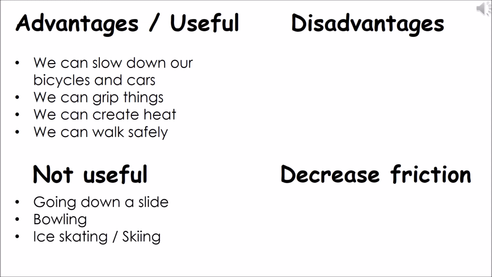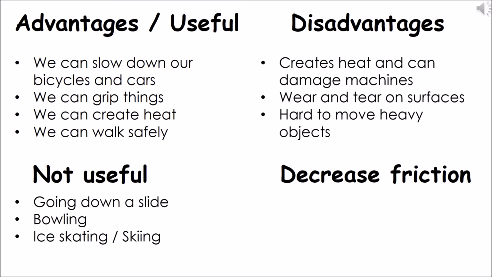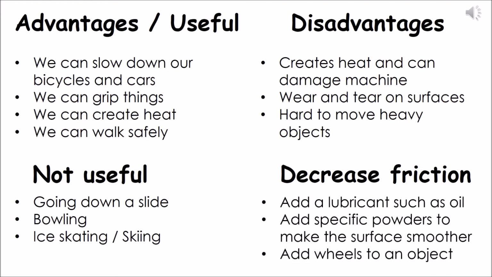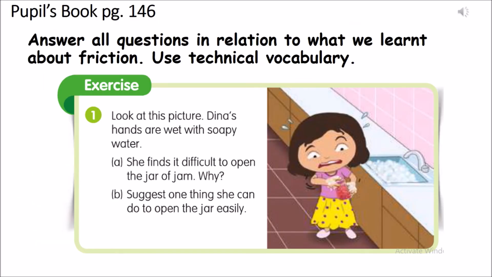We also know there are disadvantages, such as creating heat when we don't want it, which can damage machines. There are wear and tear on surfaces, such as on the bottom of our shoes and our tires, and it makes it harder to move heavy objects. We also know that we can decrease friction when we don't want to have a lot of it. We can add a lubricant, such as oil or wax. We could add specific powders to make surfaces smoother, and also we can add wheels to an object to make moving heavy objects easier.